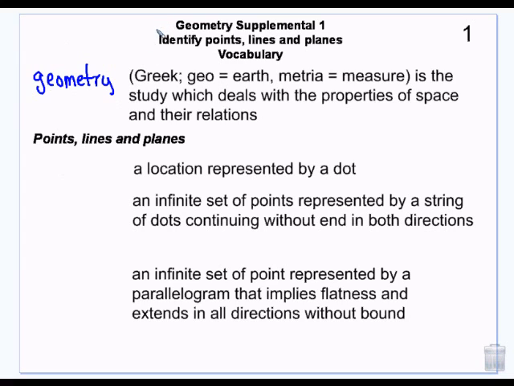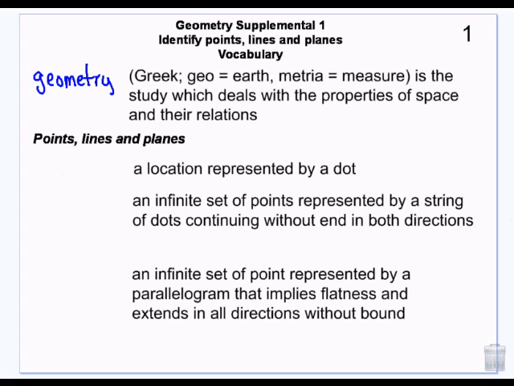Geometry. Geometry comes from the Greek, geo meaning earth and metria meaning measure. So geometry is literally, if you translated it, the measurements of earth.